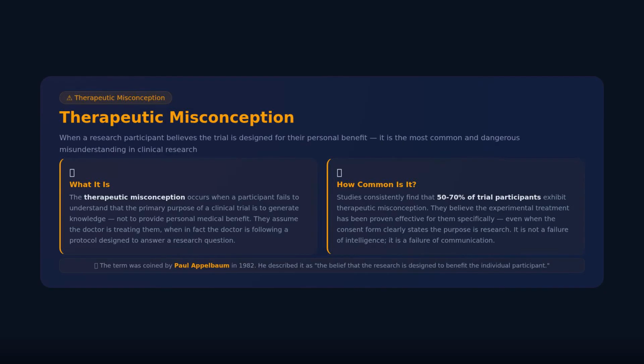Therapeutic misconception: when a participant believes the trial is designed for their personal benefit. It occurs when a participant fails to understand that the primary purpose is to generate knowledge. Studies consistently find that 50 to 70% of trial participants exhibit therapeutic misconception. They believe the experimental treatment has been proven effective for them, even when the consent form clearly states the purpose is research.